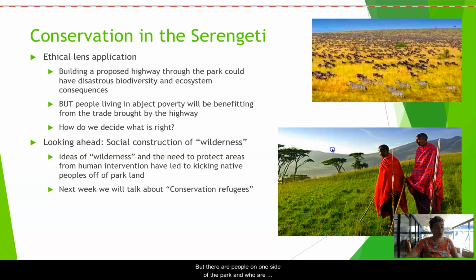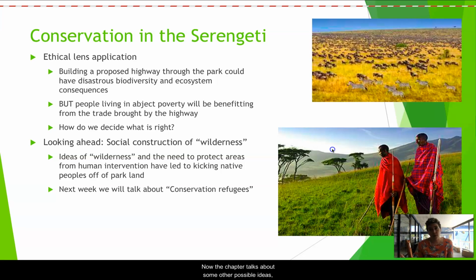But there are people on one side of the park who are essentially cut off from the rest of the continent of Africa by the park. And they're living in abject poverty on this side. And having this highway would benefit them significantly because they would suddenly be able to trade their goods with the rest of the country and with the rest of the continent. They would be connected in a way that they haven't been connected before, and it would help bring them out of poverty. So how do we decide what's right in this situation? It's a really tough one.